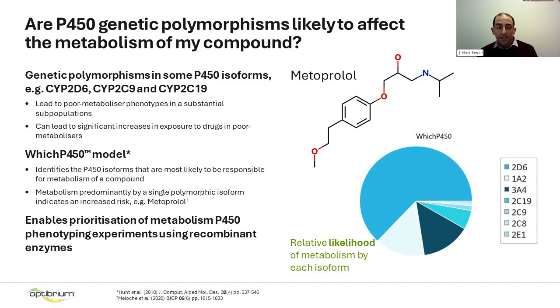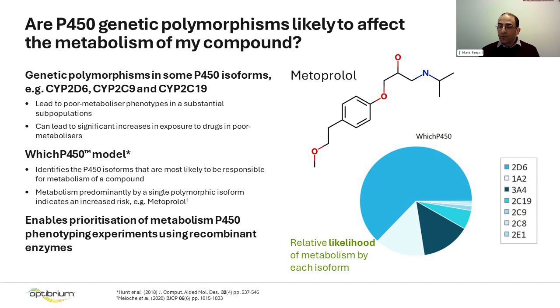And what we have here is what we call our Witch P450 model. So this identifies the specific isoforms that are most likely to be responsible for metabolism of a compound. You can see it's represented here as a sort of pie chart. This is looking at the relative likelihood of metabolism by different isoforms. Again, it's not a prediction of the relative rate. We've talked about predicting rate a moment ago. So this is looking at how likely a given compound is to be metabolized by each of these isoforms.